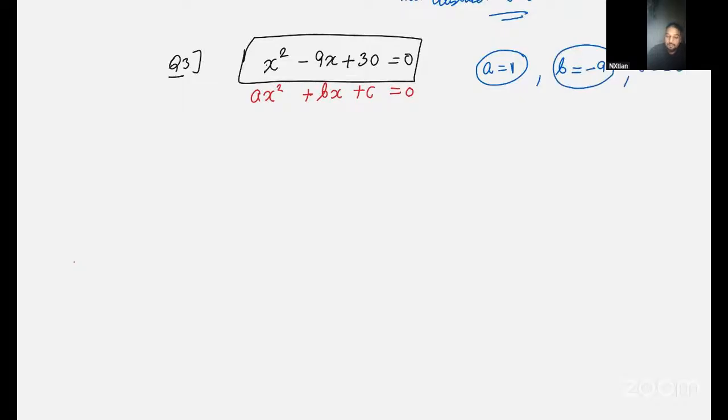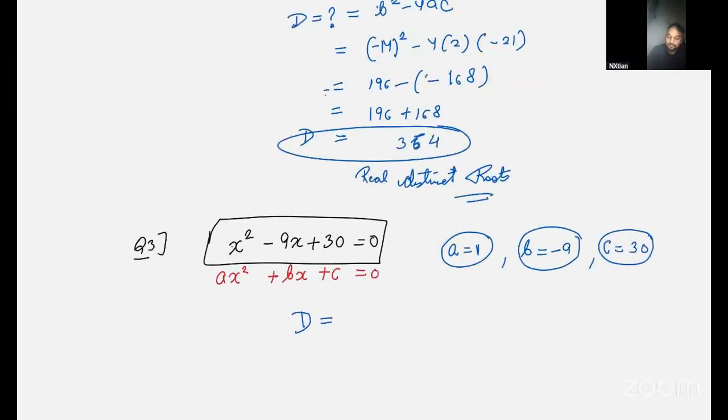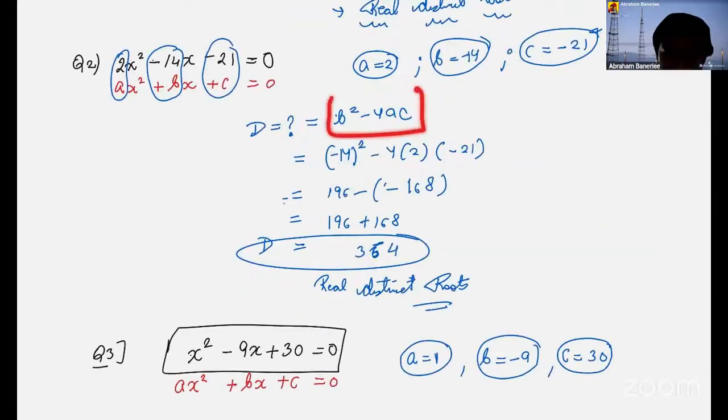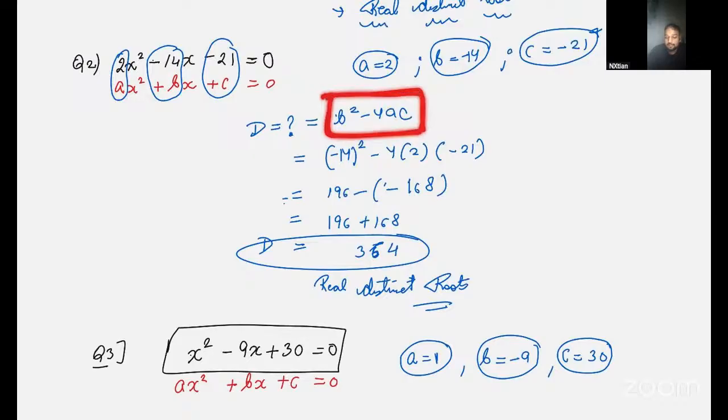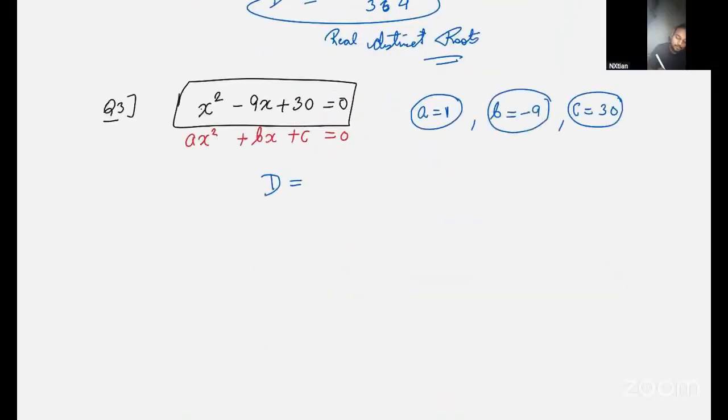Very good. Now what is the formula for D? The discriminant formula. Can you see this? D is equal to b square minus 4ac. So you have to use this formula. You have to write b square minus 4ac. Now you got this? Yes, sir.